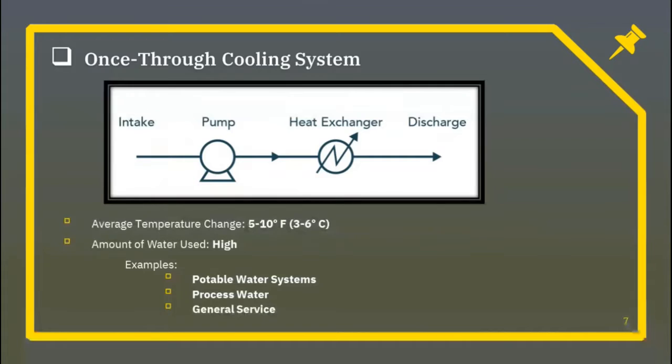In once-through cooling, water is pumped from a nearby source and passes only once through the system to absorb process heat. It is then discharged back into the original source. This source may be a river, lake, ocean, or well. The average temperature change is 5 to 10 degrees Fahrenheit or 3 to 6 degrees Celsius, and the amount of water used is high. For examples, potable water systems, processed water, and general service.